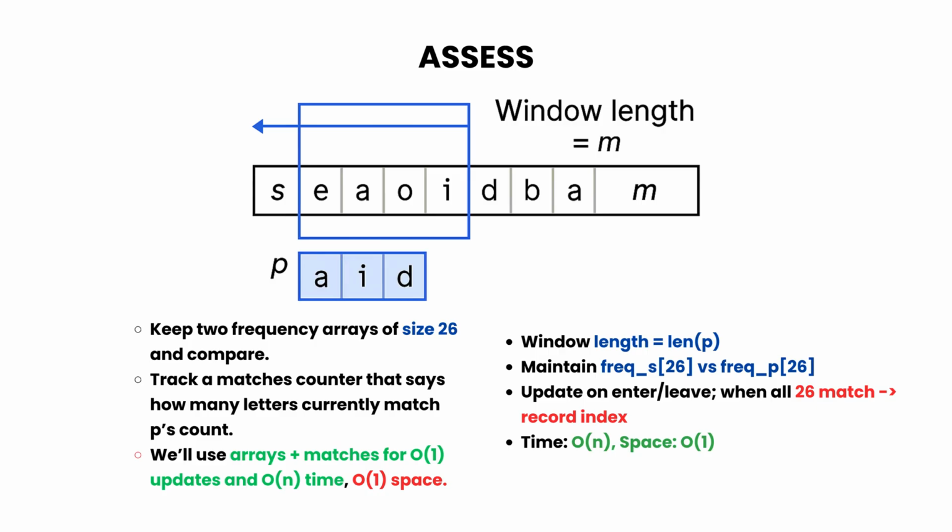Two standard tactics. Keep two frequency arrays of size 26 and compare. Track a matches counter that says how many letters currently match p's count. We'll use arrays plus matches for O(1) updates and O(n) time, O(1) space.